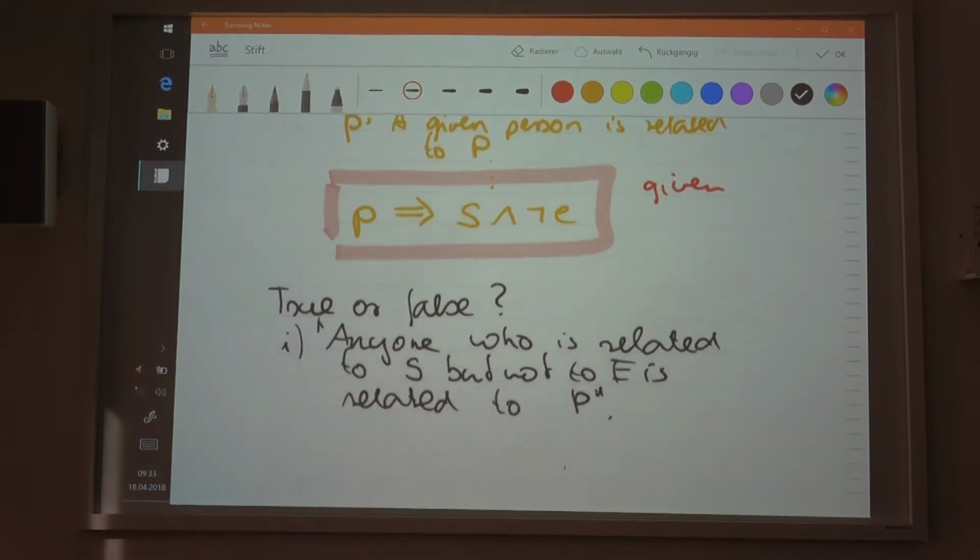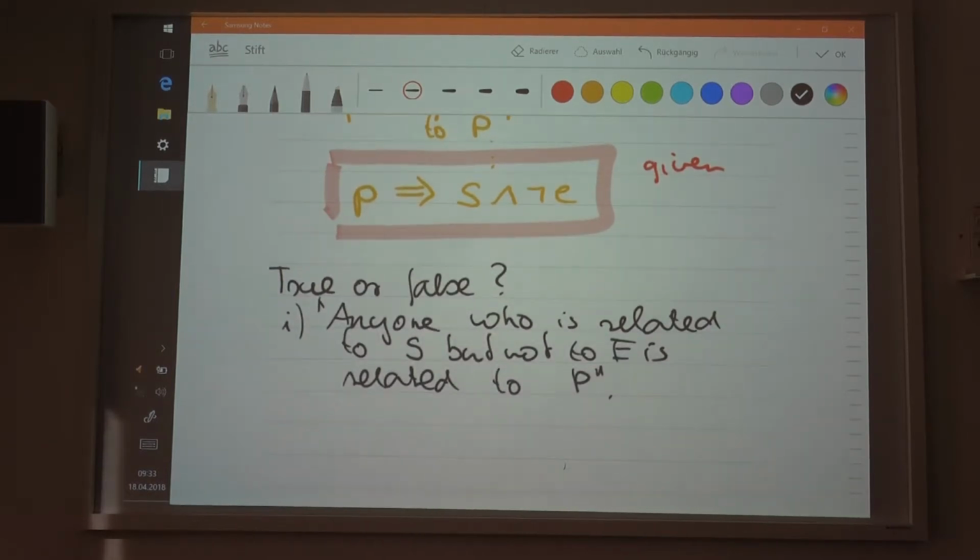Now, is this statement true or false? Suppose that you have an assessment center and you have to fill out this test online and you have to pass. Would you consider that statement to be true, or would you consider it to be false? What do you say? Yes? Being related to S but not to E is necessary for P but not sufficient. Exactly. That's what we're talking about.